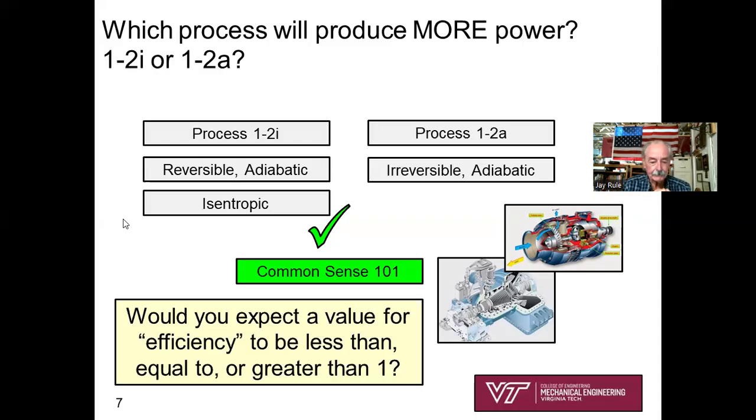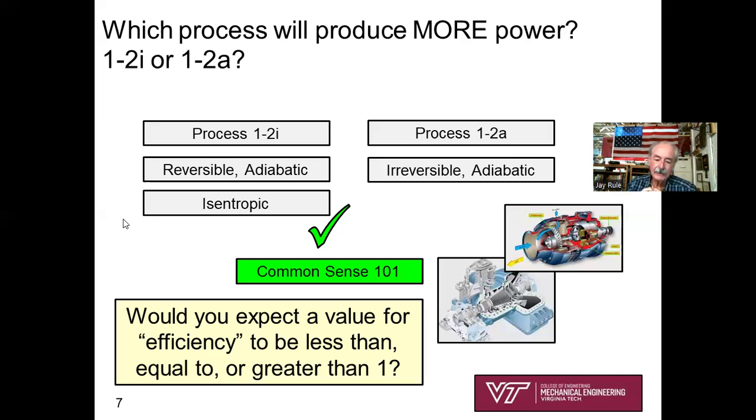Now, next question. Let's apply common sense 101. If we define turbine efficiency, would you expect that efficiency to be a number equal to 1, greater than 1, or less than 1? Which do you figure an efficiency value would be?